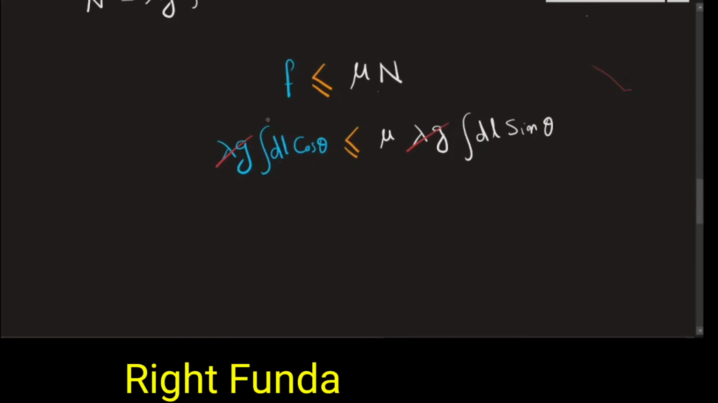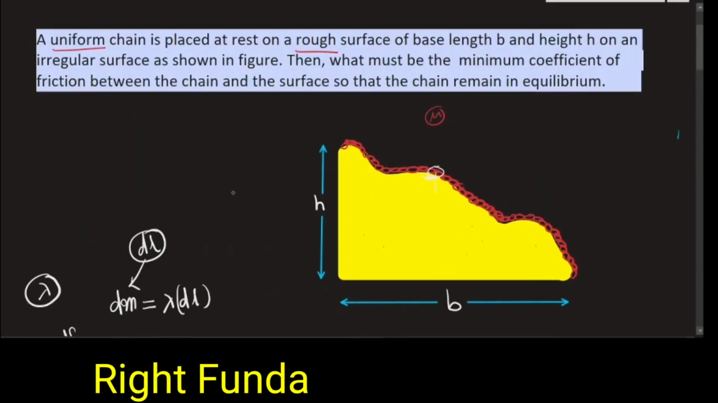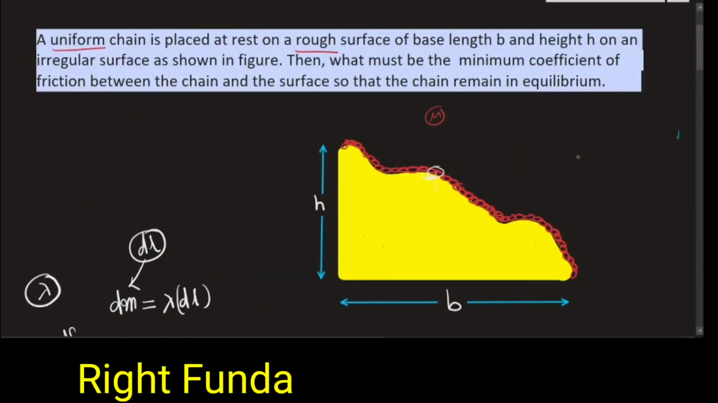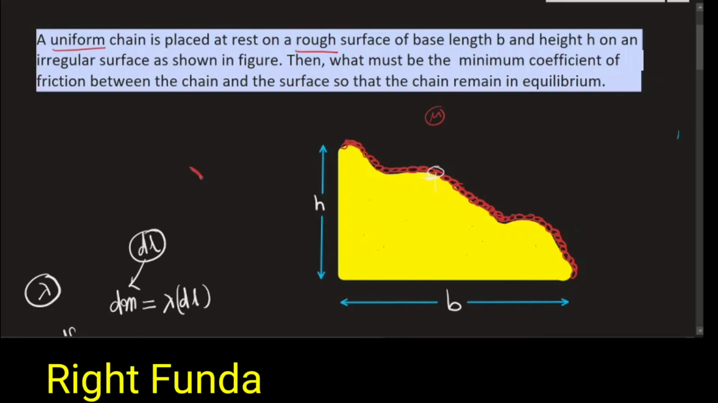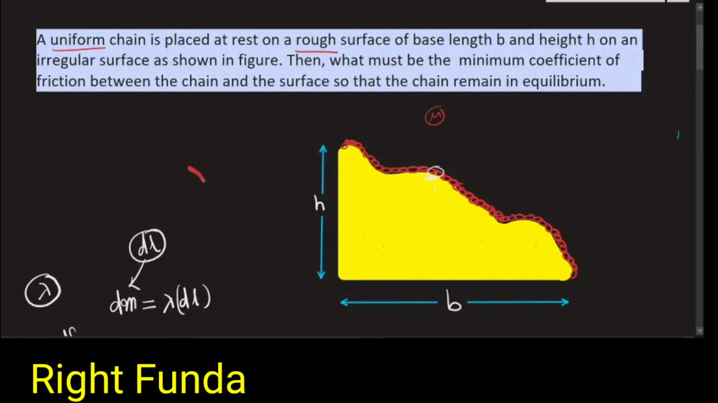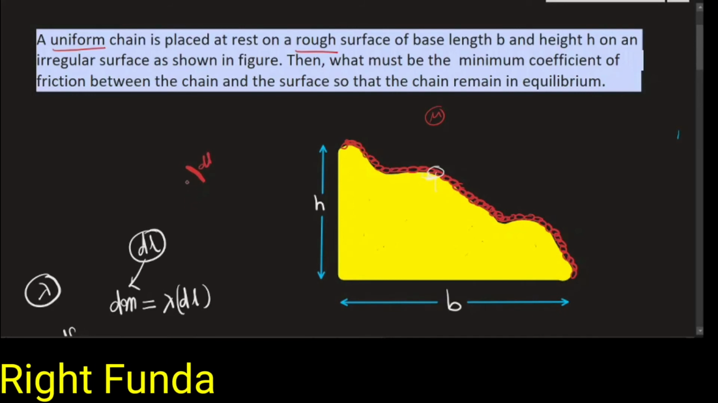But if I observe very carefully, I'll go back and see here. In this small element that I have considered, this small chain, let me write it with a big letter. So this is my dl length, and this is my theta, the very small element theta.